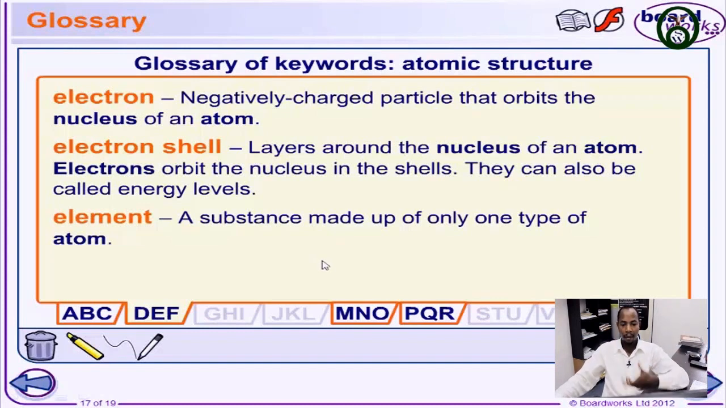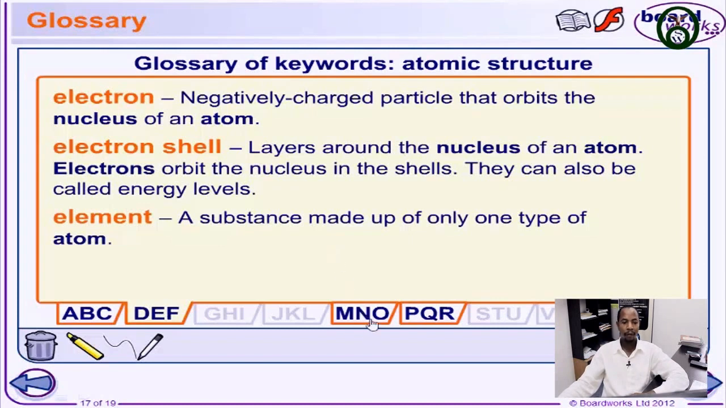Okay, now an element is a substance that is made up of only one type of atom. What's the difference between an atom now and an element? An element is a substance that is made up of only one type of atom. The atoms might be many, but they are just one type. You can have millions of atoms of that element, but it's just one type. It's not two types, but one type of atom that could be as much as it can. Okay, so that's what an element is.